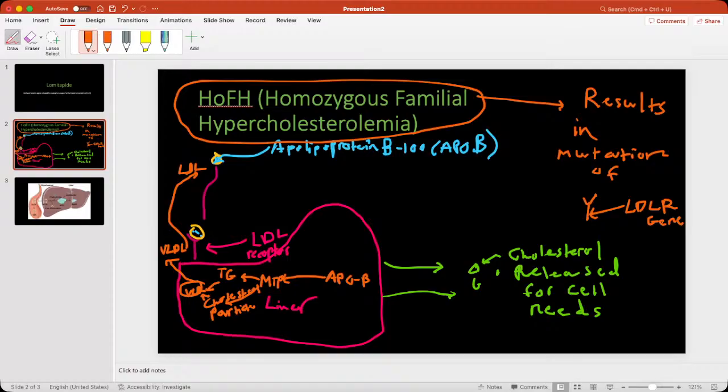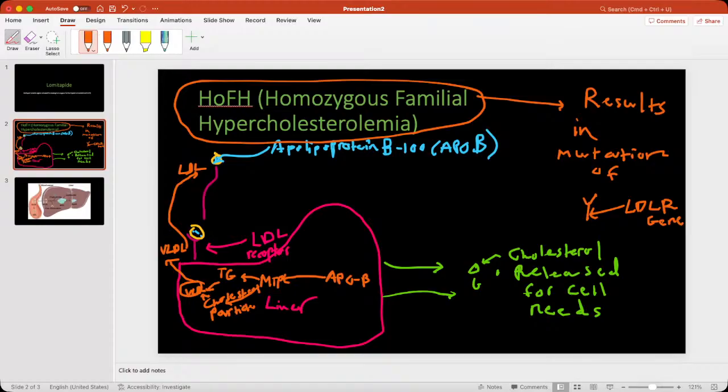However, whenever there is a condition like this, homozygous familial hypercholesterolemia, excuse my pronunciation here, it basically results in a mutation of this LDLR receptor. And what that is, it's either the receptor is going to be reduced or it's just not going to function properly. It's not going to recognize the apolipoB protein of the LDL particle to take it in and then do the normal functioning and break it down into free cholesterol for cells to use.